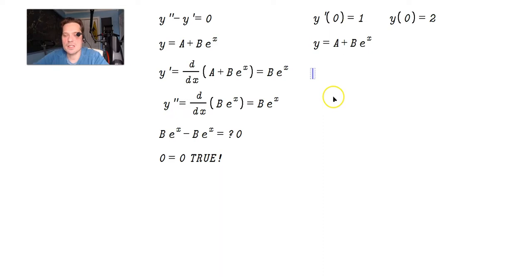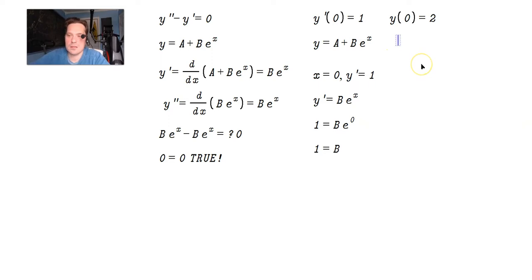Let's apply the first condition: y prime of 0 equals 1. So x is 0, and we want y prime to be equal to positive 1 at that point. You have to use y prime equals b e to the x. Then you replace: 1 is equal to b e to the 0. e to the 0 is 1, so you have 1 is equal to b.